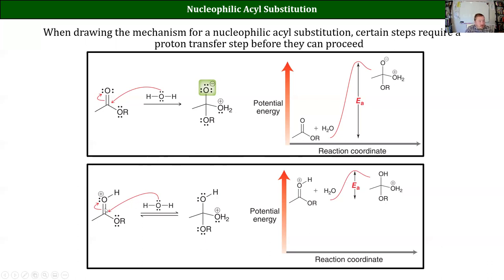However, if you have some acid around and you can protonate that carbonyl first, and then water can act as your nucleophile, it's a much smaller jump in terms of activation energy. So drawing these mechanisms requires you to understand a little bit about the reaction conditions and when it's appropriate to add a proton transfer step. And in general, it's going to be based around, do you have protons around? If you have protons around, you're probably going to start with a proton transfer step first. If you're not in acidic conditions, you can't start with a proton transfer step.